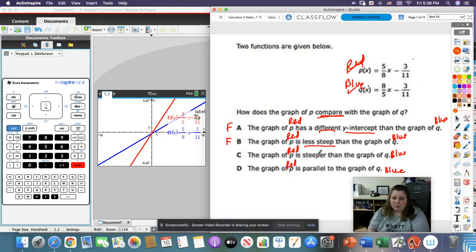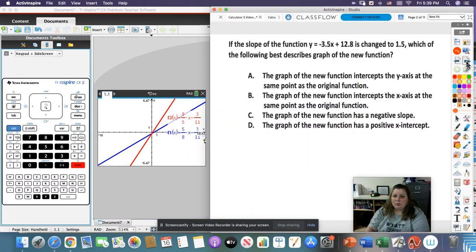The graph of the red one is steeper. That means it's harder to walk up. So the graph of the red one is harder to walk up than the blue, and that's true. And then the last one, the graph of the red one is parallel to the graph of the blue one. Remember, parallel means two lines that never intersect. So that's false because these intersect. So C is the correct answer. All right, here's one for you to try on your own, and then I'll go over it.